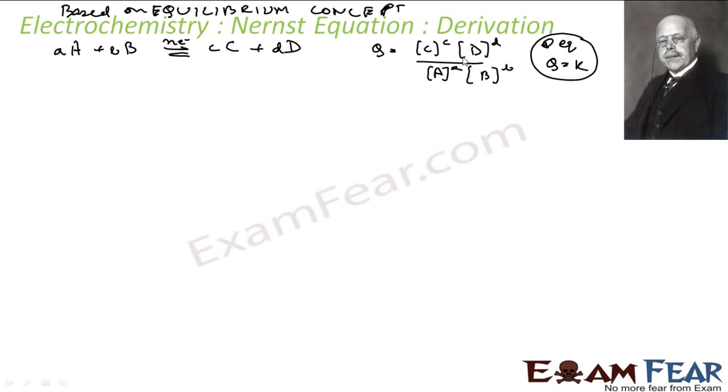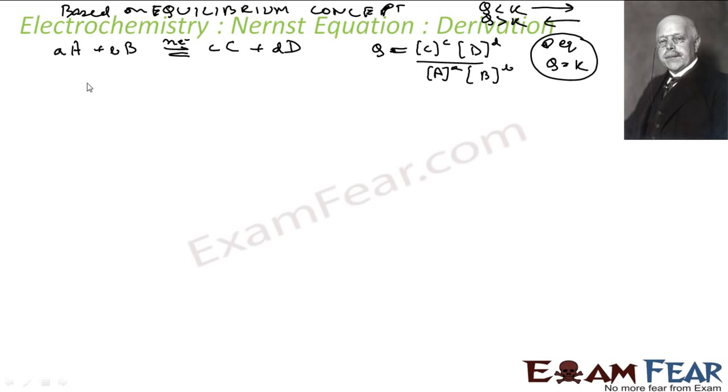So if Q is less than K, the reaction will move in the forward direction. If Q is greater than K, the reaction will move in the backward direction. So this is something we know, the equilibrium concept. The value of Q is nothing but concentration of product by concentration of reactant at any given point of time. And at equilibrium, the same value Q becomes K. If Q is less than K, the reaction moves forward. If Q is greater than K, the reaction moves backward.